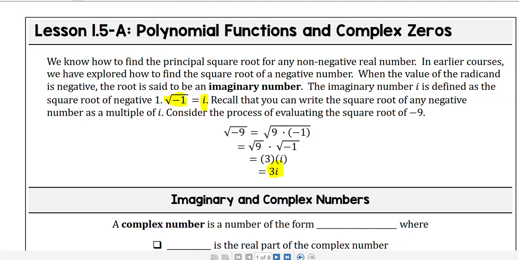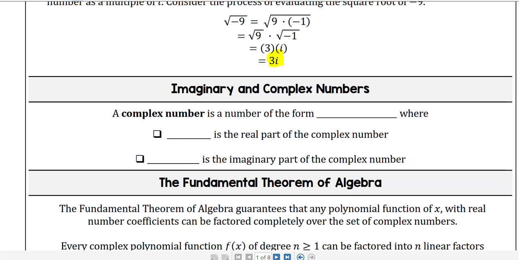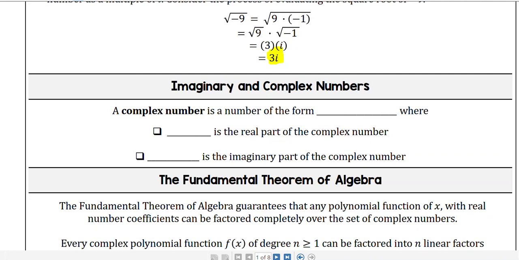Now, the other piece to this that you hopefully have seen before is that we have imaginary and complex numbers. A complex number is in the form of a plus bi, where a is the real part, so a tangible number, and bi is a coefficient times the imaginary number, just like what we saw with the 3i. This would be the bi part of it.